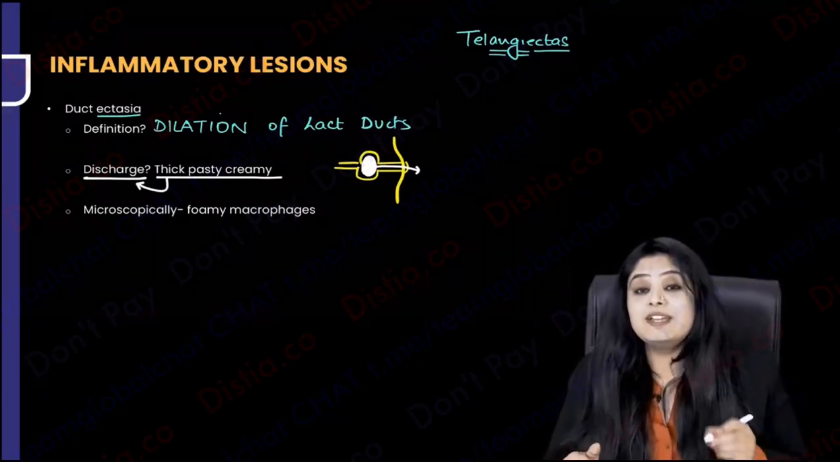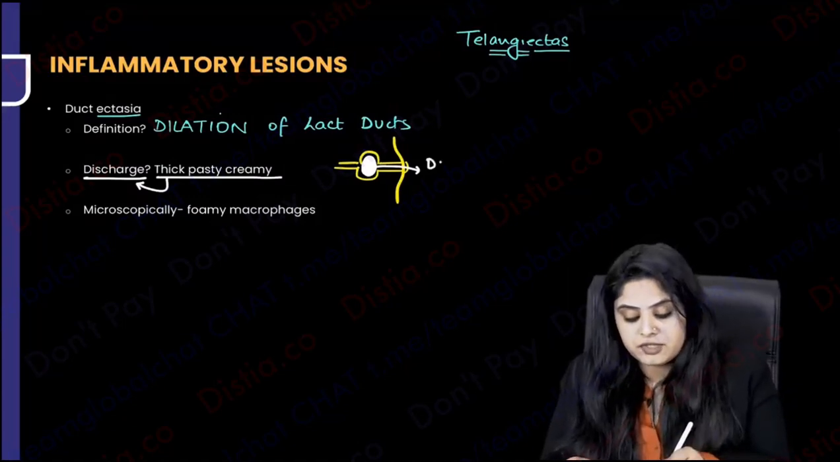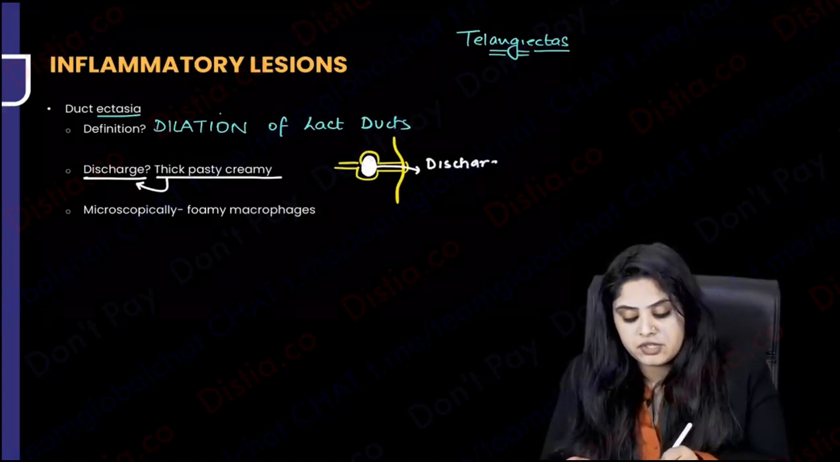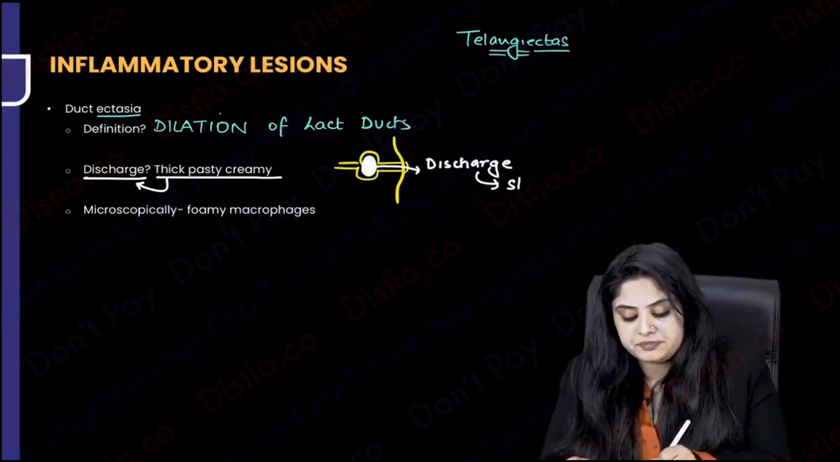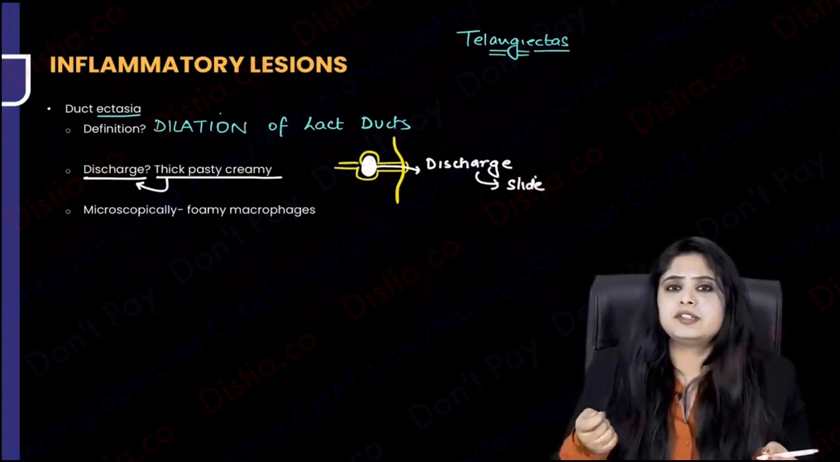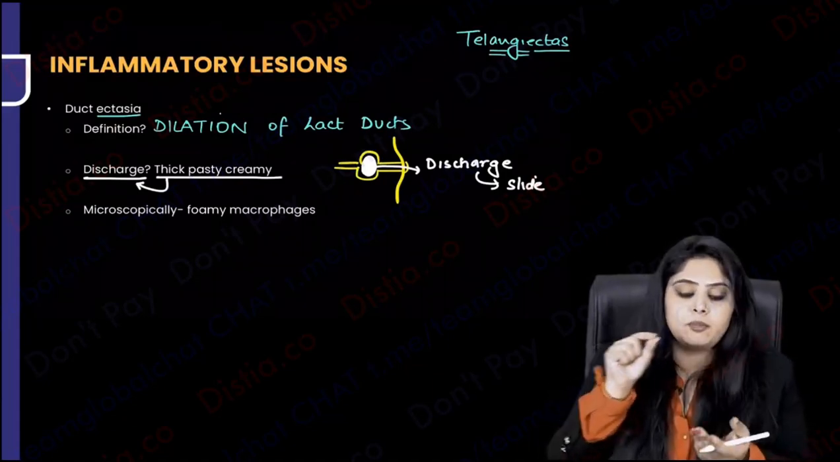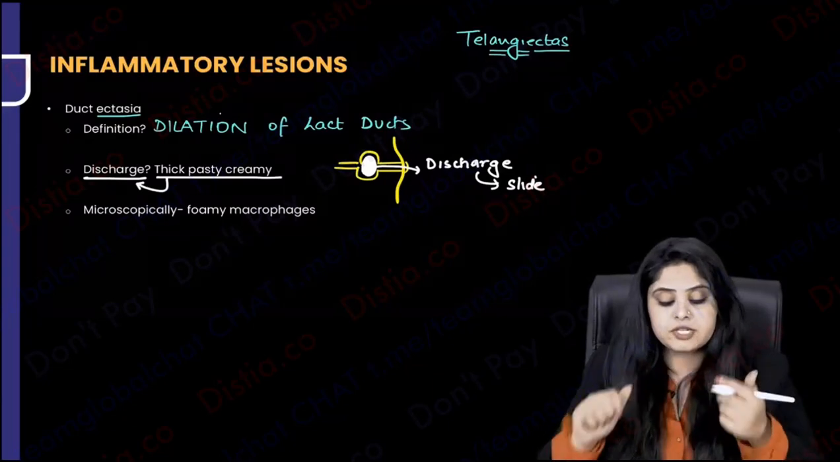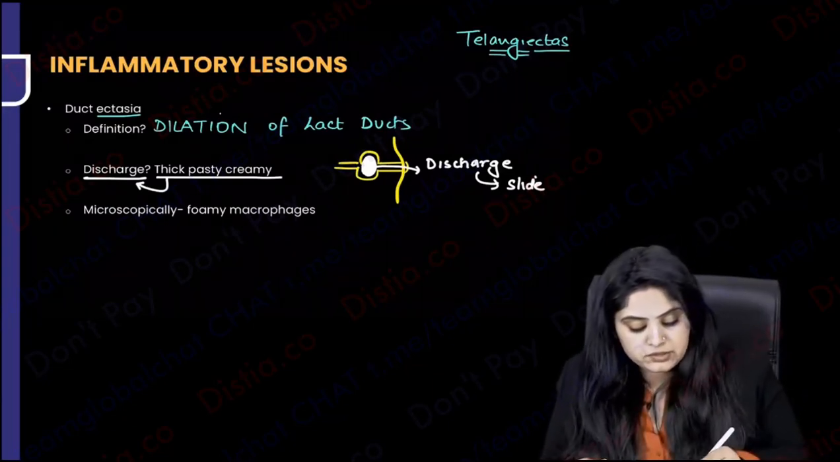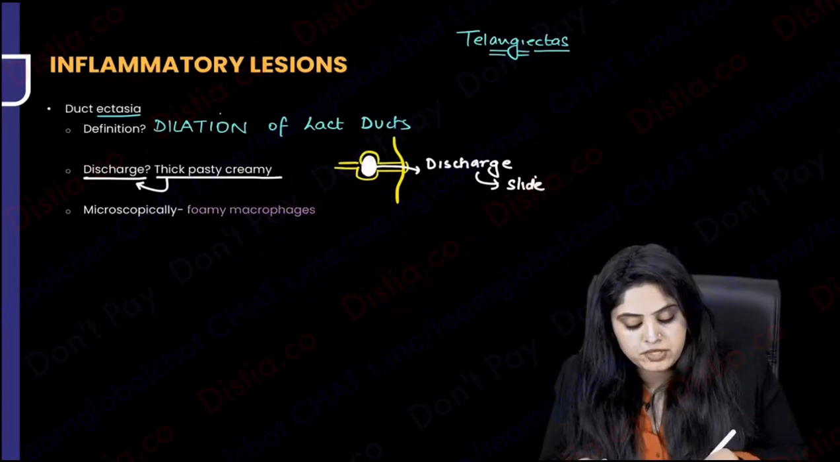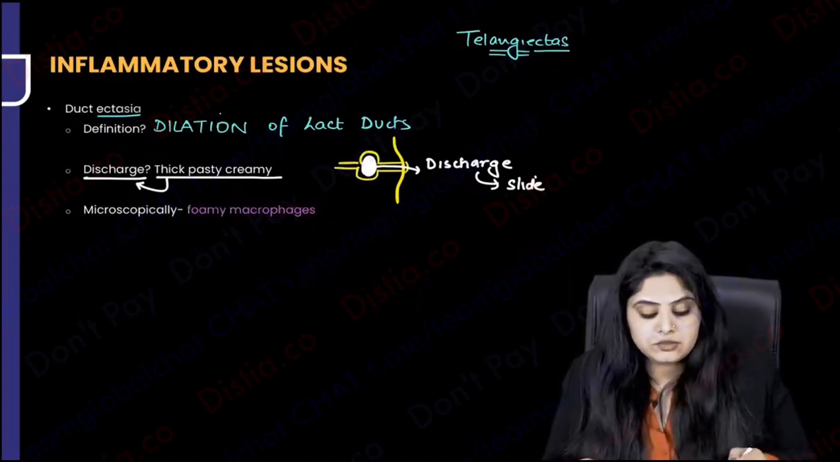So what you have to do whenever a female comes with this kind of a discharge or any kind of discharge, you make a slide out of it. It's not an invasive process. She's taking out the discharge, you just touch the slide or you take one drop of the discharge and you make a slide out of it, and that is going to show you lots and lots of foamy macrophages. That is what you see in a case of duct ectasia.